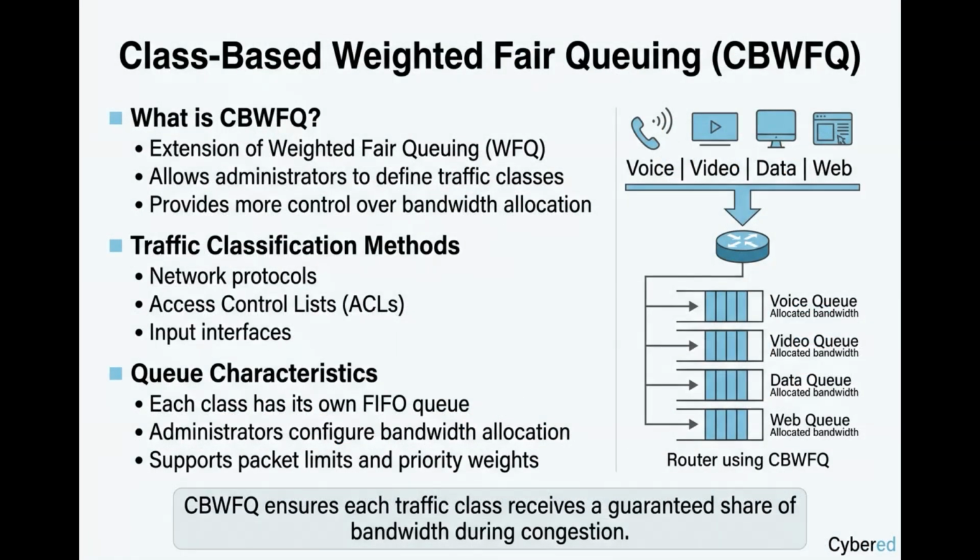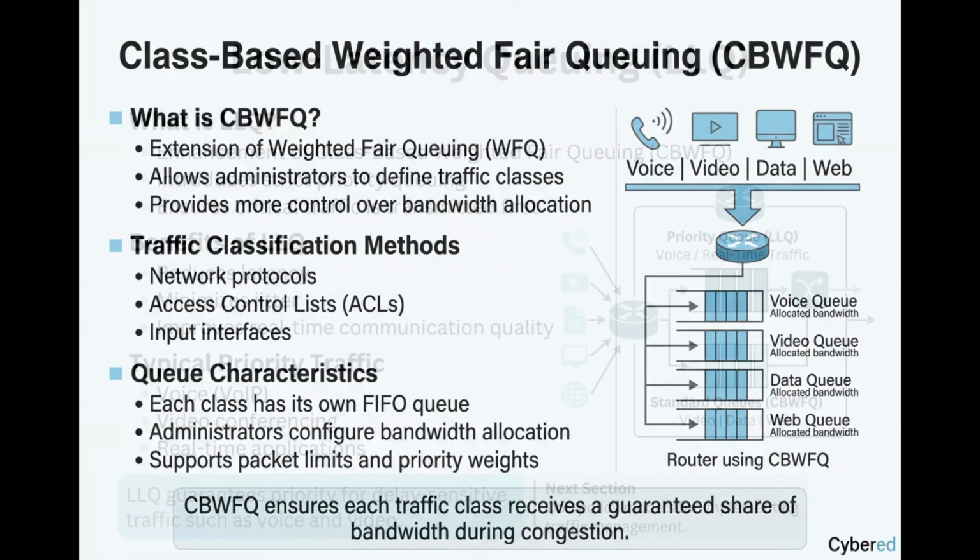Class-based weighted fair queuing, CBWFQ, is an extension of WFQ that allows administrators to define specific traffic classes using criteria such as network protocols, access control lists, and input interfaces. Each traffic class is assigned its own FIFO queue, along with configurable characteristics such as bandwidth allocation, packet limits, and priority weights. During congestion, each class receives its configured share of bandwidth.